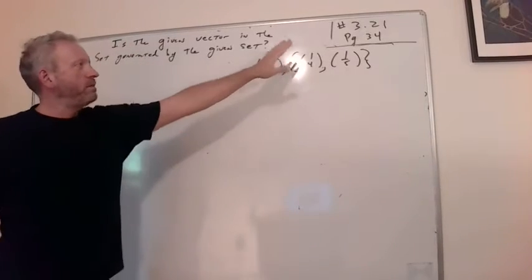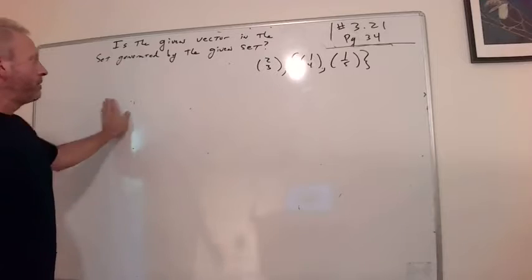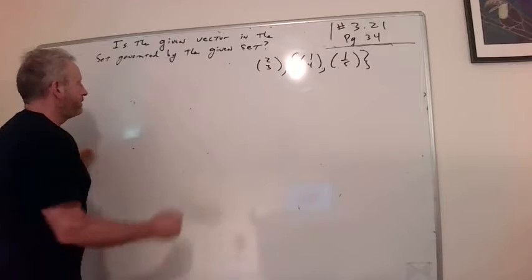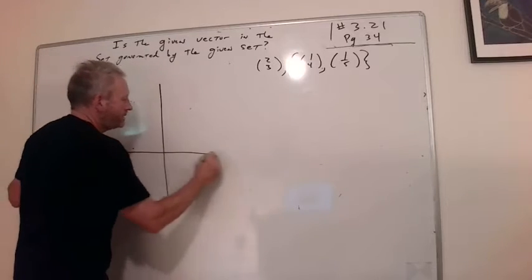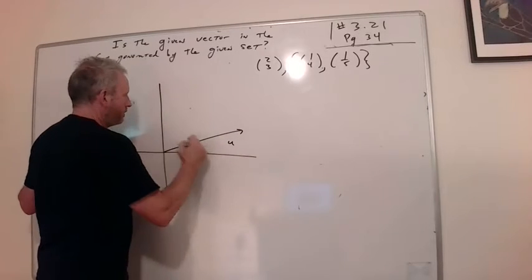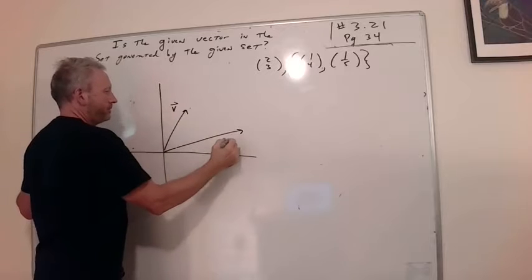Here's the question. It's 3.21, page 34. Is the given vector in the set generated by the given set? So, a comment about vectors. Let's go back to 2D. It's easy to see. Suppose we have this vector here, and it's the vector u. And here we have the vector v.